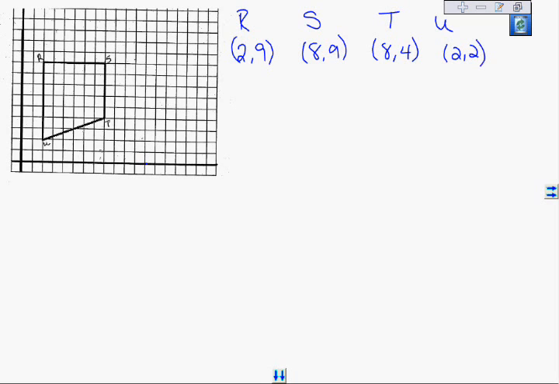Okay, first you're going to dilate with a scale factor of 1/2. Whenever you dilate with a scale factor, you multiply all coordinates by that scale factor. So, if the scale factor is 1/2, you multiply everything by 1/2, or 0.5, because it's the same thing. 0.5 and 1/2 are the same thing. I got that question 3 times today. Not sure why. If you know it's the same thing, then you can use it.